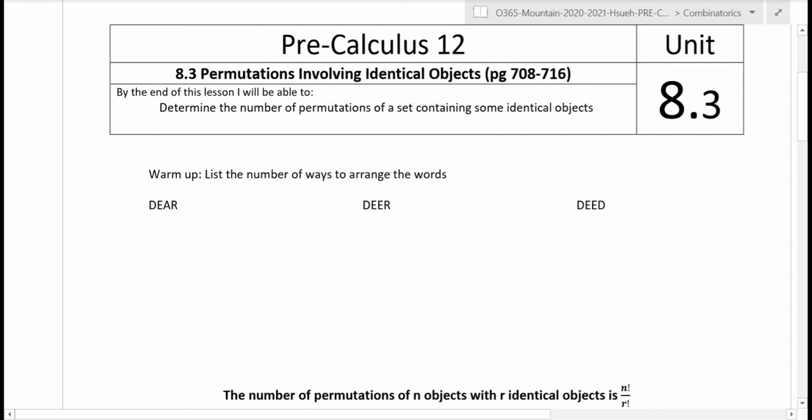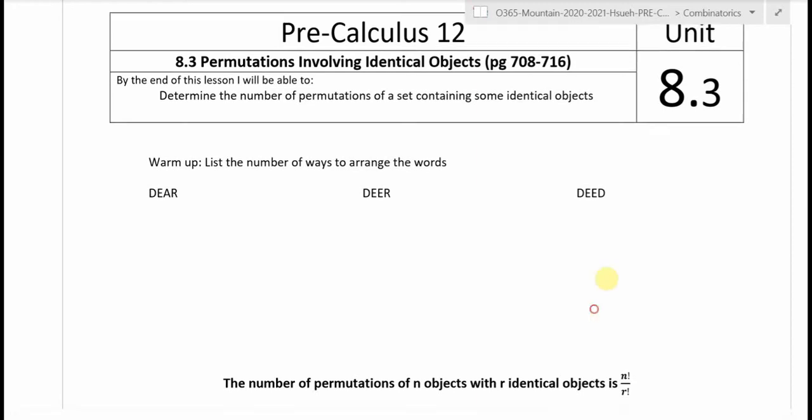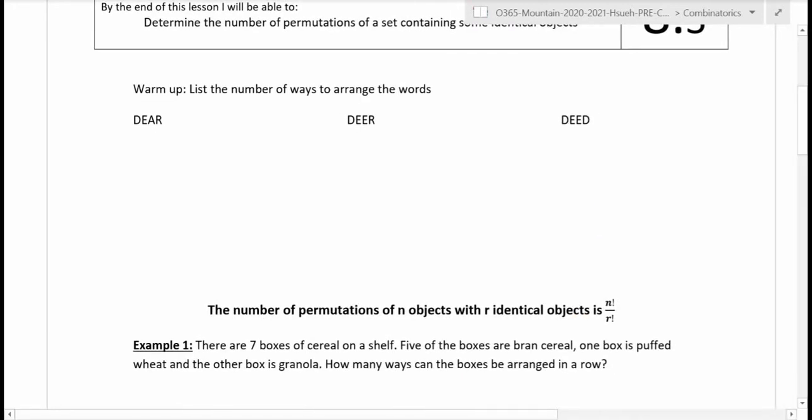All right, welcome back. We are moving on to the third lesson in this unit, and this really is just the continuation of what we did last time. We're going to continue to look at permutations. However, last time we looked at permutations with different objects. Today we're going to be looking at permutations with identical objects. What I mean by that, you'll see in these three warm-up questions.